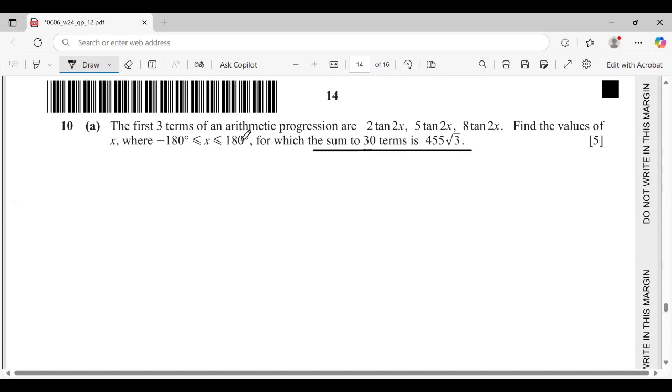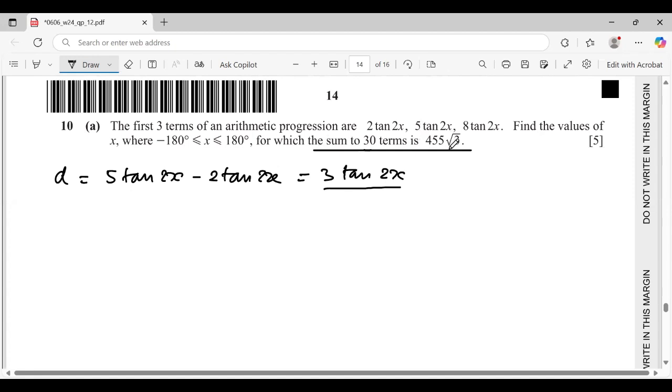Okay, so this is an arithmetic progression. So I'm going to find the common difference. The common difference can be found through 5 tan x minus 2 tan x, which equals 3 tan x. So this is the common difference of this arithmetic progression.